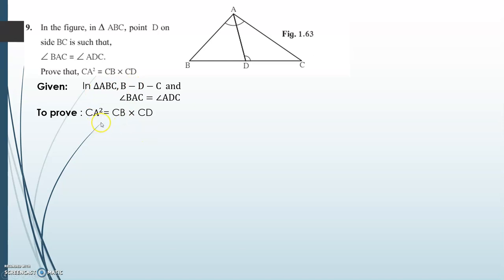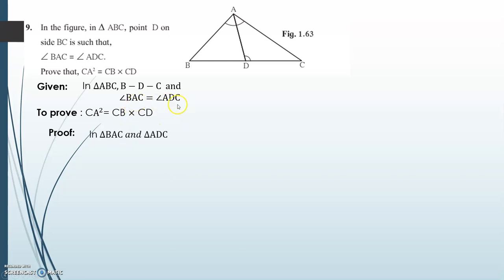We have to prove CA square, which means CA is here, which means the two triangles that we are going to consider for similarity should have this CA in both the triangles. So which are the two triangles? Here I can see three triangles, triangle ADC, triangle ABD and triangle ABC. Both triangles should have AC, so the two triangles we need to consider will be triangle ADC and triangle ABC. So let's look at what is given. Angle BAC is given to be equal to angle ADC. So we'll write accordingly in triangle BAC and triangle ADC. So let's write the proof.